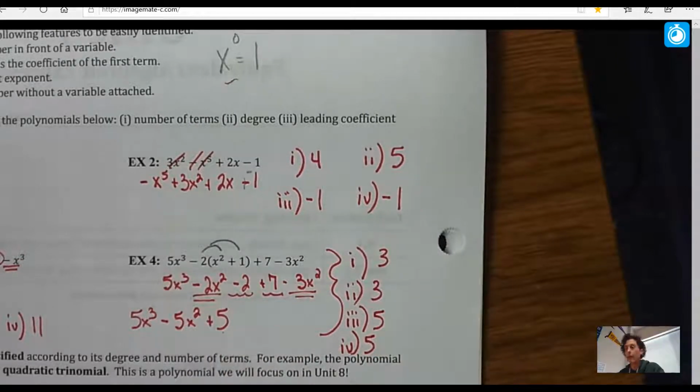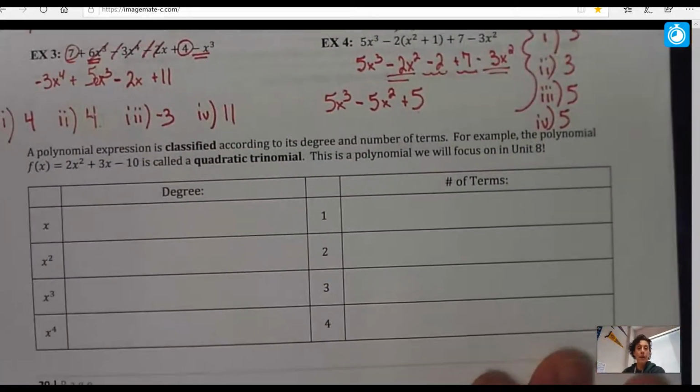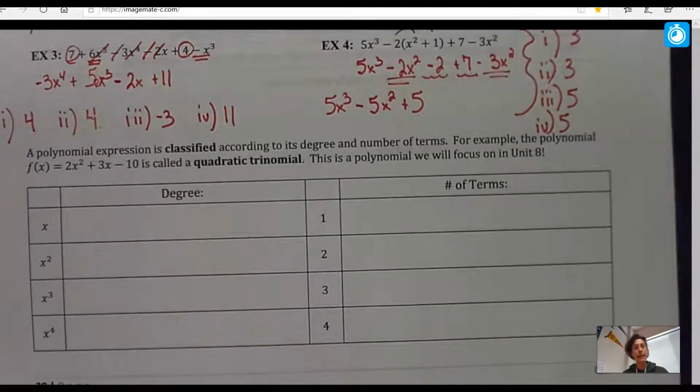All right, that's that. So in addition to understanding the parts of a polynomial, you also have to be able to classify it. So basically what we're going to do is we're going to name it. And we're going to give it a first name and a last name.